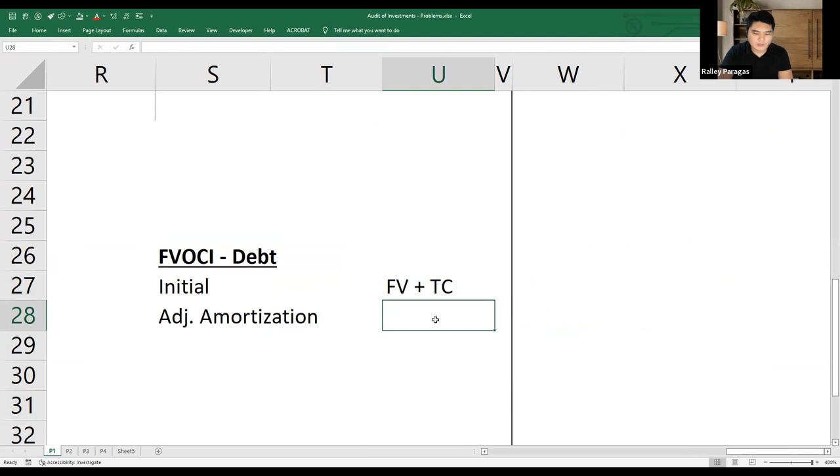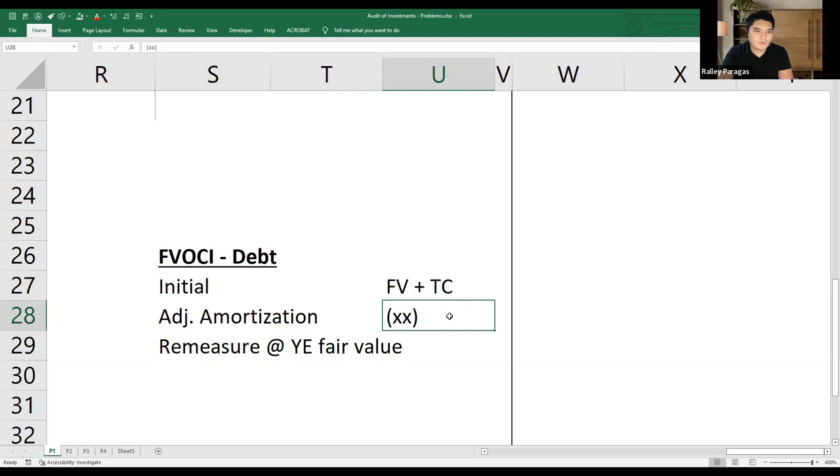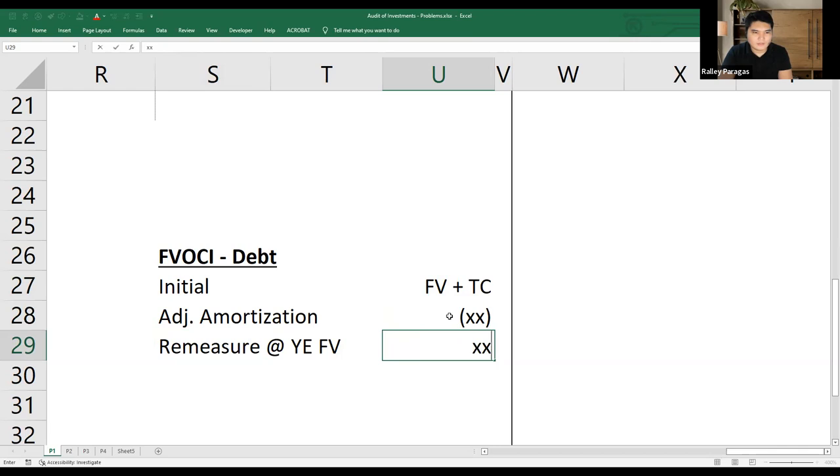So magkakaroon ka ng deduction dyan or addition, depende kung premium or discount. And then you remeasure at year-end fair value. So kung ano man yung makuha mo dyan at year-end FV, that would be your FVOCI adjustment for the current year. OCI in the statement of comprehensive income for the current year. Ang kakaiba dito, fair value plus transaction cost yung initial measurement mo, and then during the year, ina-adjust mo yan for your amortization. Pero every year end, nire-remeasure mo yan at fair value, kaya nga FVOCI ka. So any difference coming from this calculation would be your OCI amount to be recognized in the statement of comprehensive income. Okay? So, let's try to illustrate.